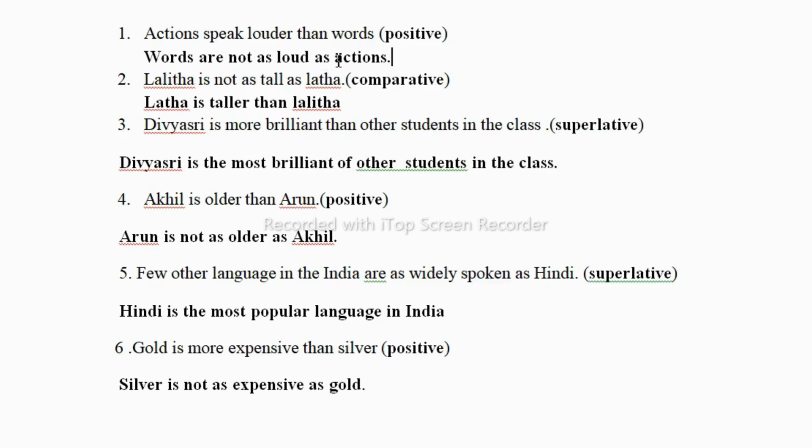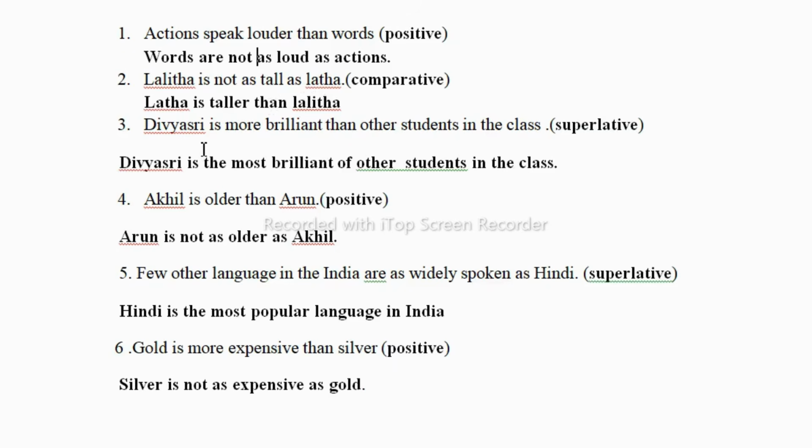If you use "as dash as", that means you are saying something is equal to something else. But here we are using "not", which means something is not equal to something. So here words are not equal to actions. Next one: Lalita is not as tall as Lata. So we need to change it to the comparative degree. This one is positive. Lata is taller than Lalita.